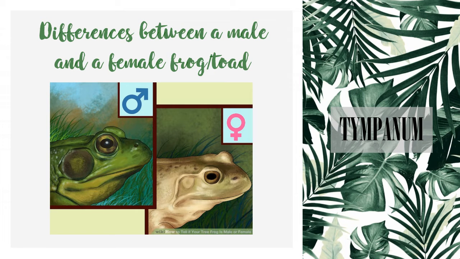Another difference is the tympanum. The tympanum is considered as the eardrum of the frogs, and in the picture, the tympanum of the males is much larger compared to the tympanum of the females. The female's tympanum is of the same circumference as its eye.